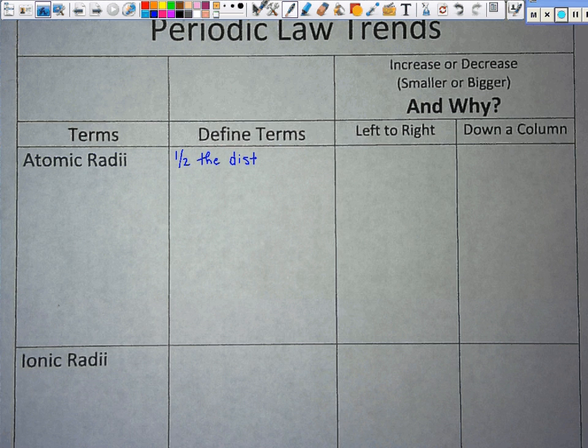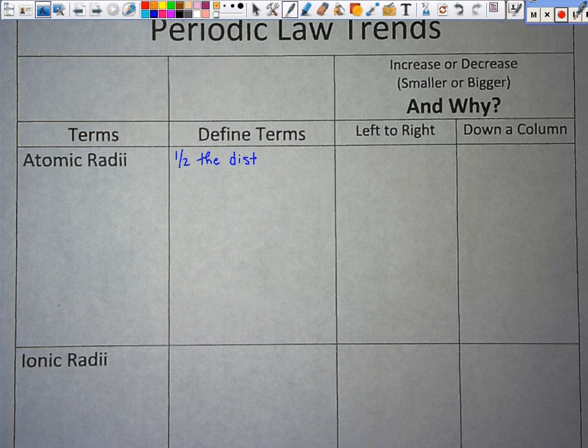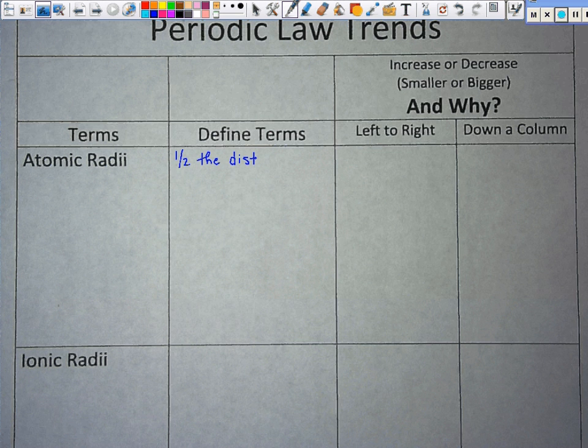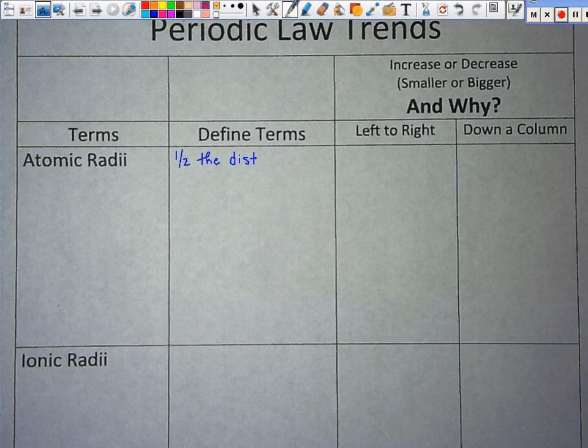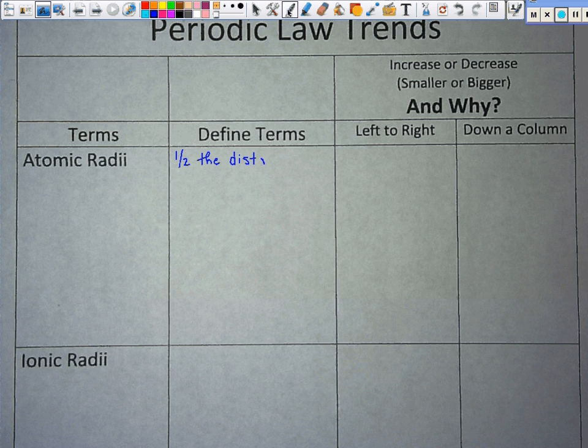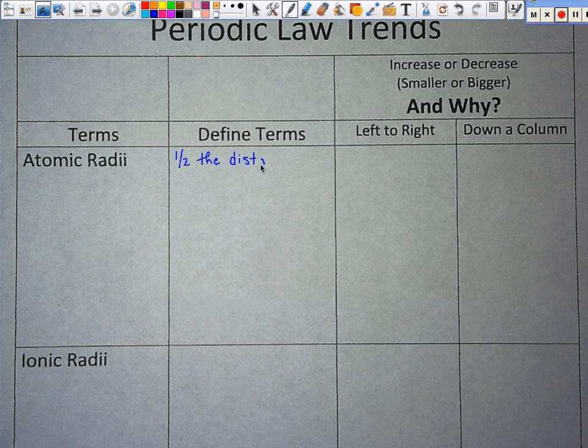Still waiting on the pen. Okay, I guess I could just talk about this. If you were in geometry class and they asked you to define a radius, you know that it is half the distance across the circle. So it's halfway across the circle. You can still relate that to an atom because it is a circle.